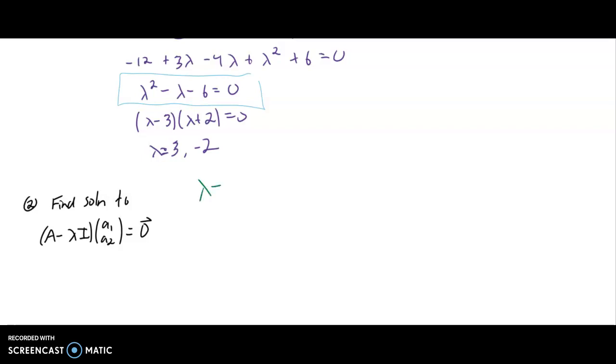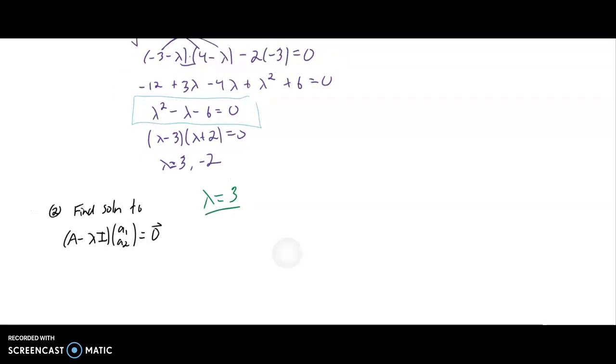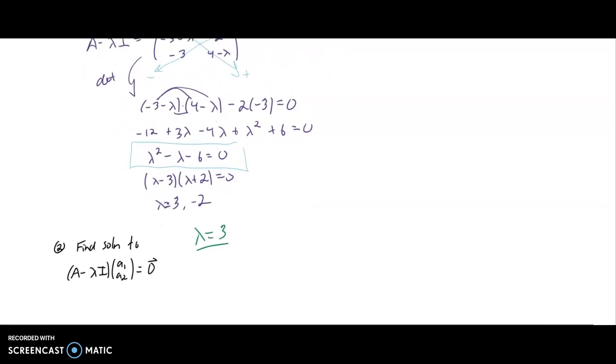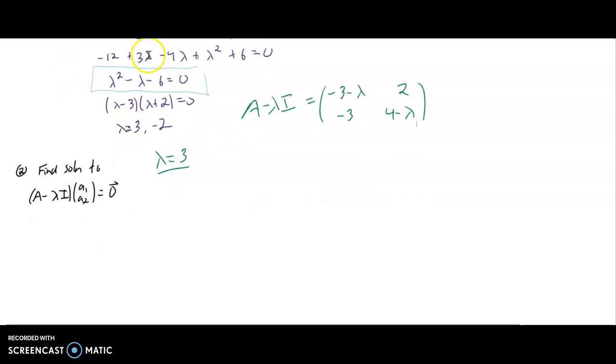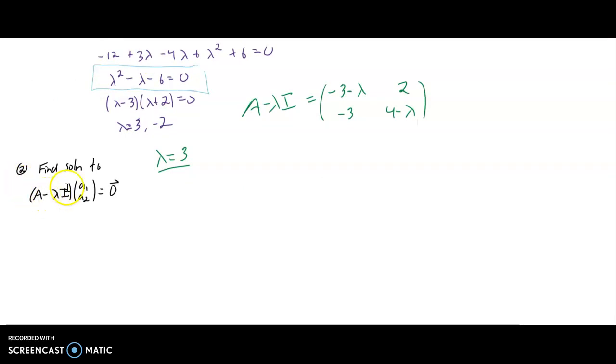We'll do lambda equal 3 first. I want to have all my stuff here. So this right here is my A minus lambda I, which is, I'm just rewriting this right here, equal to negative 3 minus lambda, 2, and then minus 3, and 4 minus lambda. So what am I going to do? I want that times a1, a2 to be equal to the 0 vector.